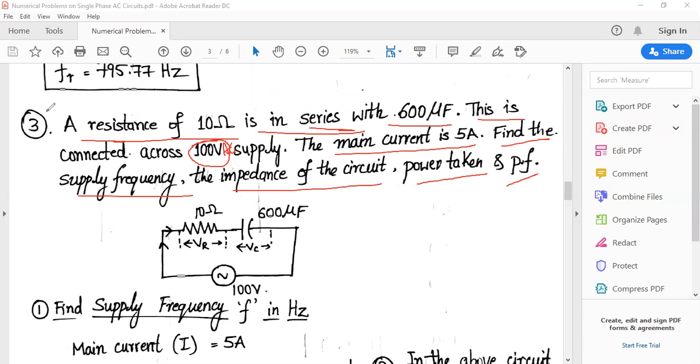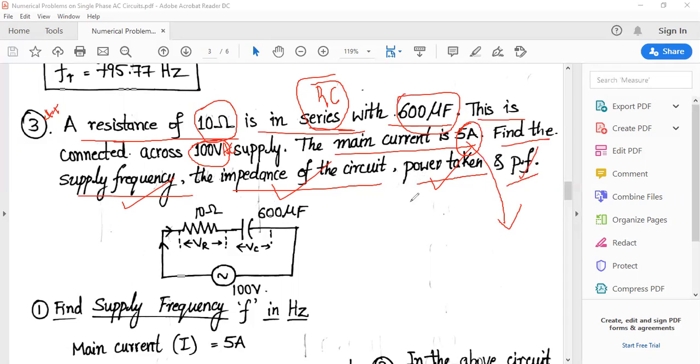This is one of the important problems, and we may expect such problems in examinations or in any other examinations which you come across. Read the problem once again. The value of resistance and the value of capacitance are given. It's a series RC circuit, so the series RC formulas hold good for this problem. The main current is given directly as 5 amperes. Find the supply frequency, the impedance of the circuit, the power taken, and the power factor.